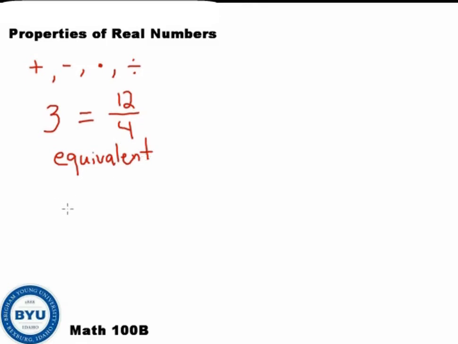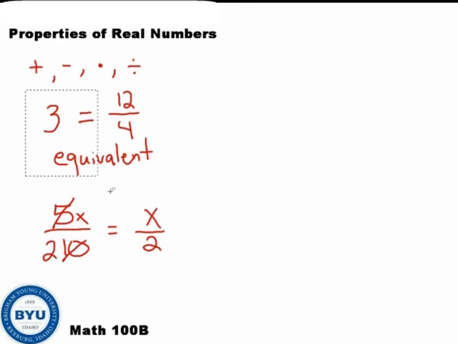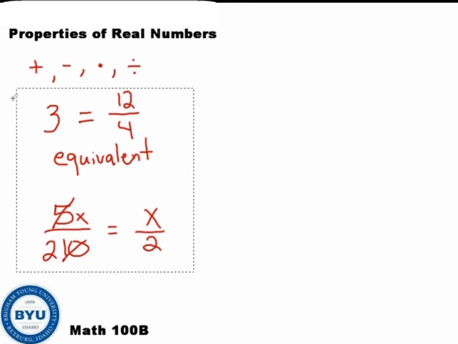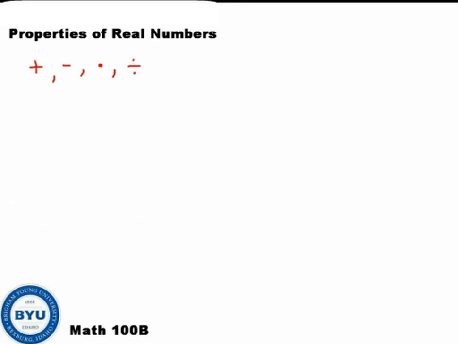Here's another one that we can discuss. For example, 5x over 10 and x over 2. These are equivalent expressions because we can take the 5 and cancel it with the 10, leaving us with just 2. So we want to make sure that we understand what equivalent means as we start moving into talking about the laws of real numbers.